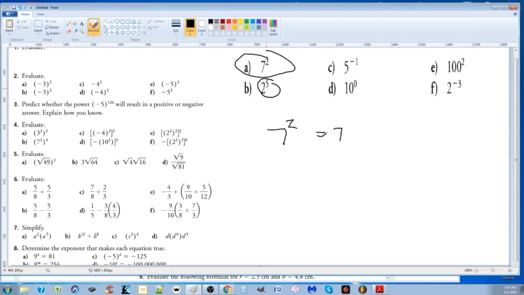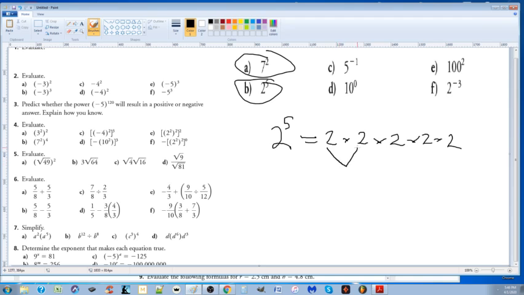Let's go to B. 2 to the power of 5. That's a pain. So B, 2 to the power of 5 simply means 2 times itself 5 times. Your calculator can do it, but we're going to do it bit by bit. 2 times 2 is 4. Times this 2 is 8. Times this 2 is 16. And times this 2 is 32. So the answer is 32. And your calculator will spit that out. It's 2 times itself 5 times.